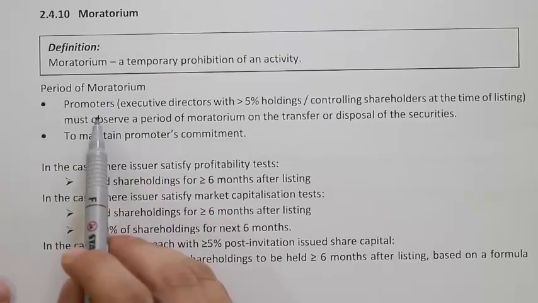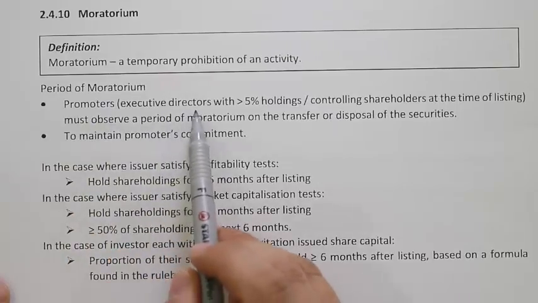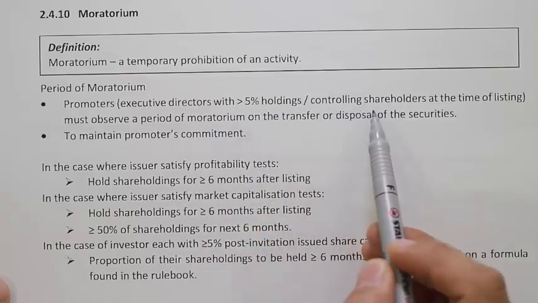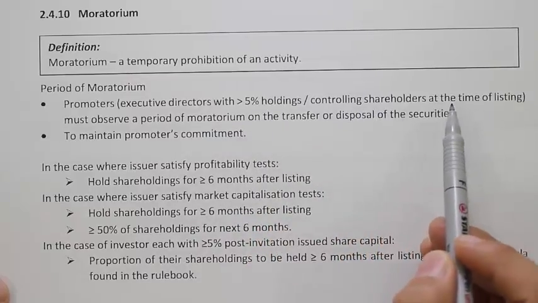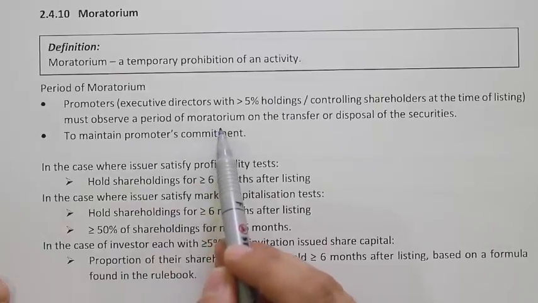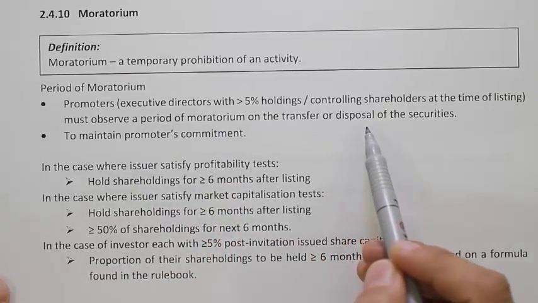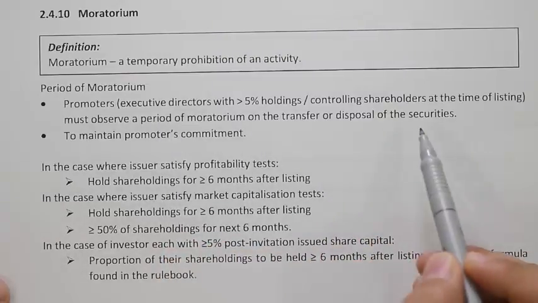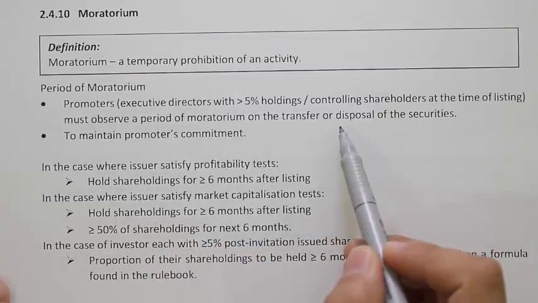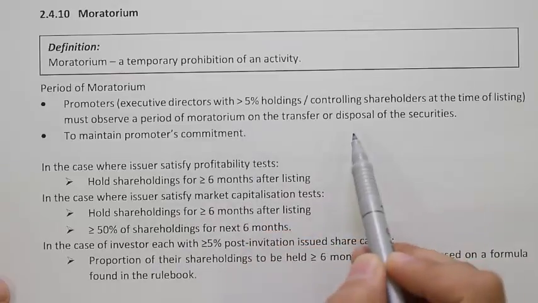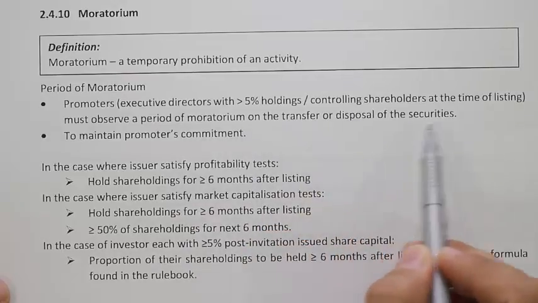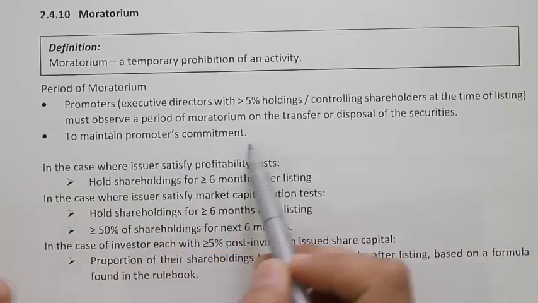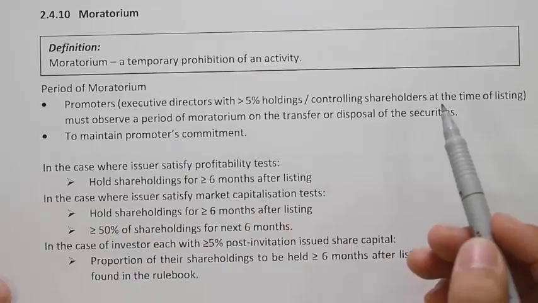Promoters, there's a definition for promoters. These promoters are executive directors that hold more than 5% of the shares, or controlling shareholders at the time of listing. They must observe a period of moratorium on the transfer or disposal of securities. It means that if they are listed, the people holding on to the shares must not sell or buy the securities in this period. This is to maintain promoters' commitment to the company when it's listed.